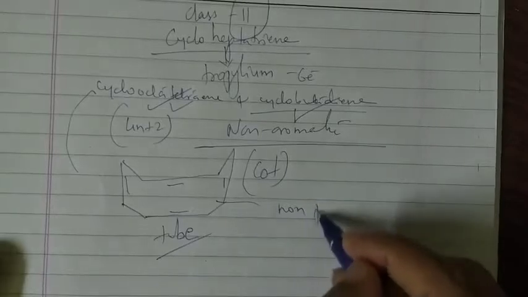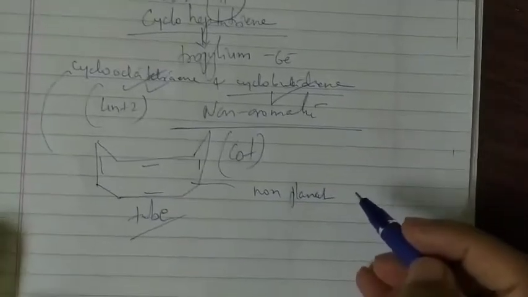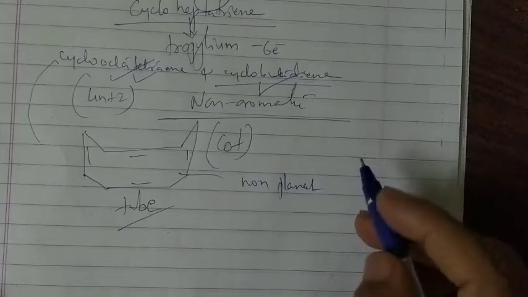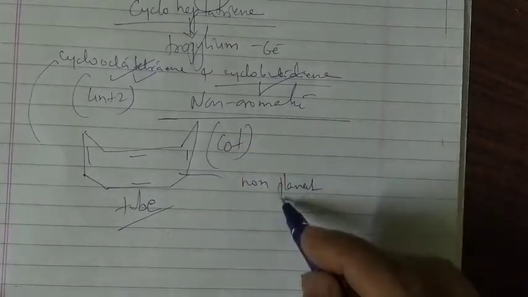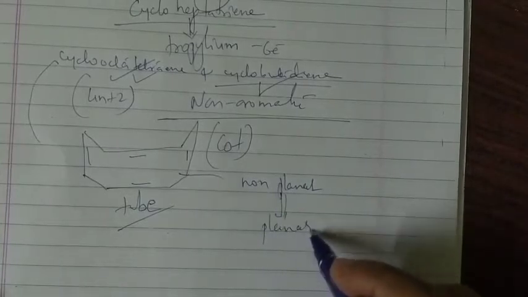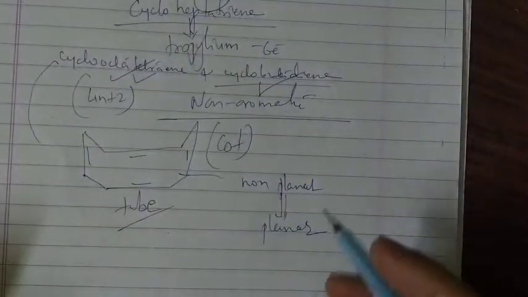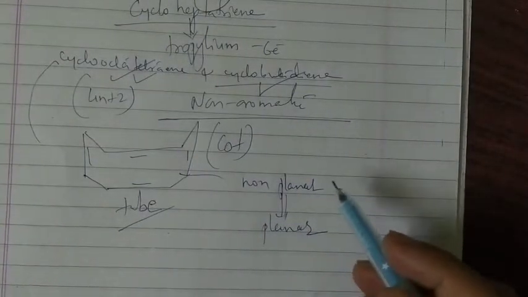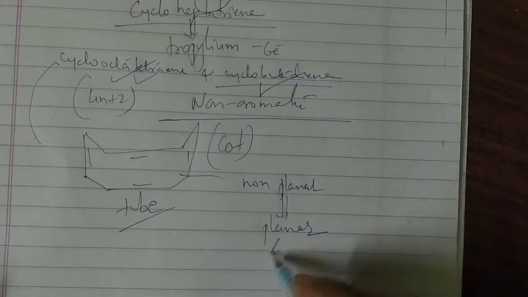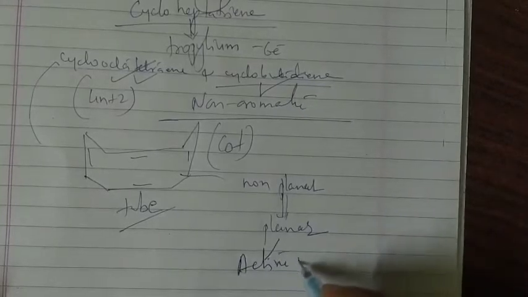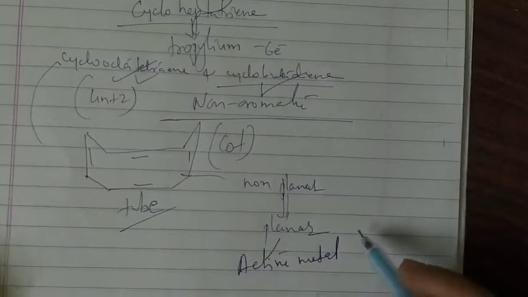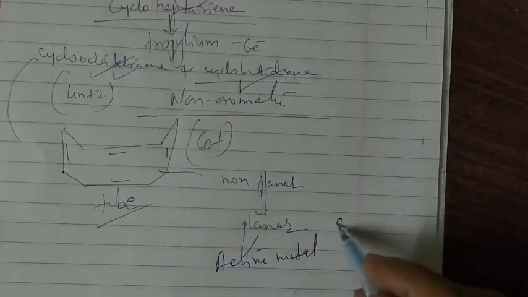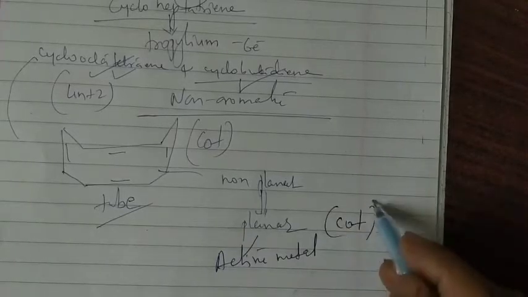So you can see here this is a non-planar molecule, but in the reaction, this non-planar molecule now becomes planar. This is very important. This becomes planar if you treat it with some of the active metals. So if you treat this with an active metal, what happens? It produces the cyclooctatetraenide anion, that is minus 2.